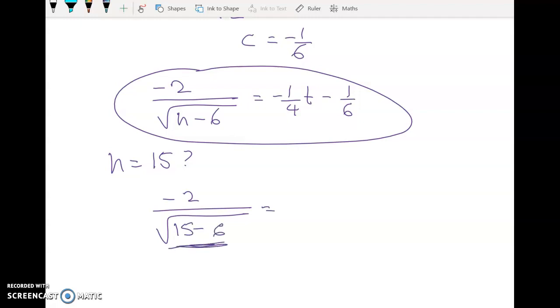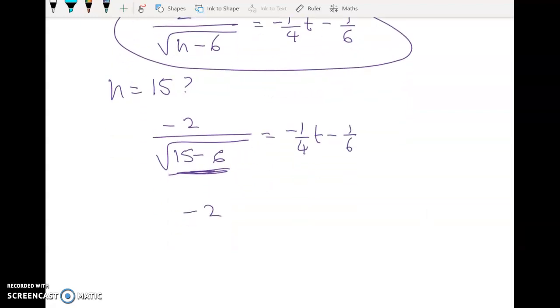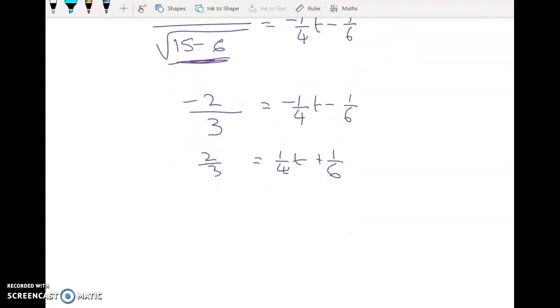And again, you can see a square coming out here. So we have negative 2 over the square root of 9, which is 3. I don't know why I haven't timesed everything through by negative 1. I'm going to do that in a second. So I've got minus 1/6 there. So 2/3 is equal to 1/4 t plus 1/6. That gives me 2/3 minus 1/6 is equal to 1/4 t.